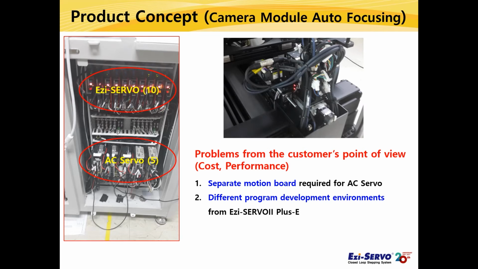This is cumbersome from the customer's point of view, and costs are increased by a separate motion board to control the 5-axis AC Servo. In addition, long and thick bundles of wires connected from the AC Servo to the motion board are required, and it makes the wiring complicated. In the next chapter, I will explain the details with diagrams.